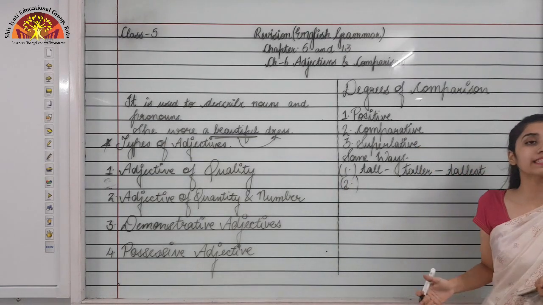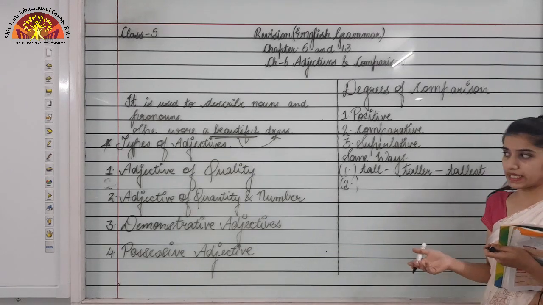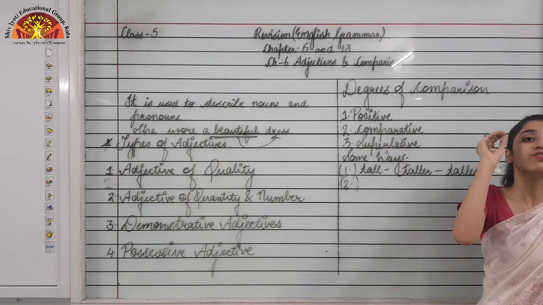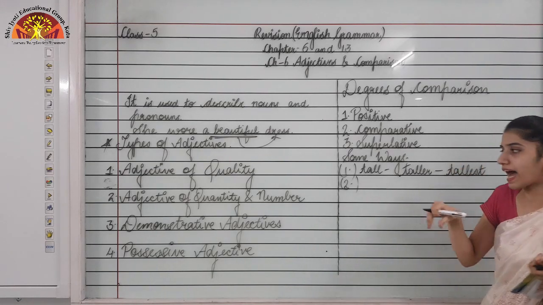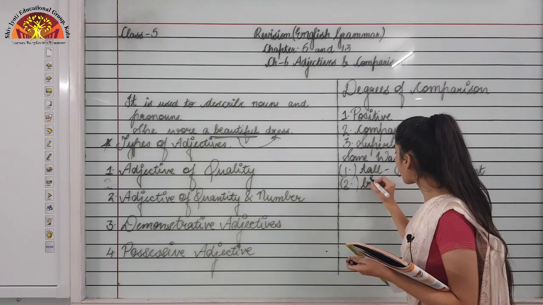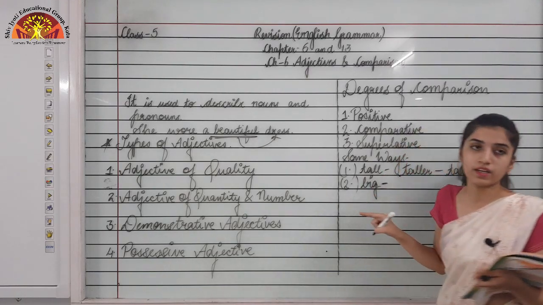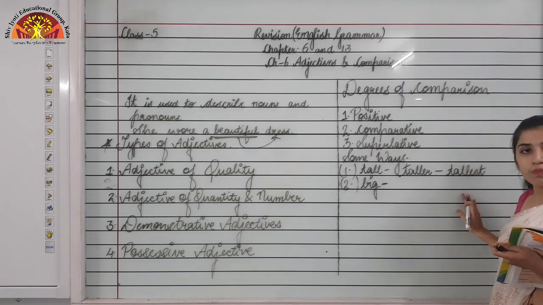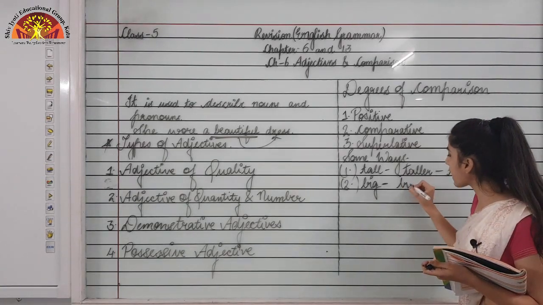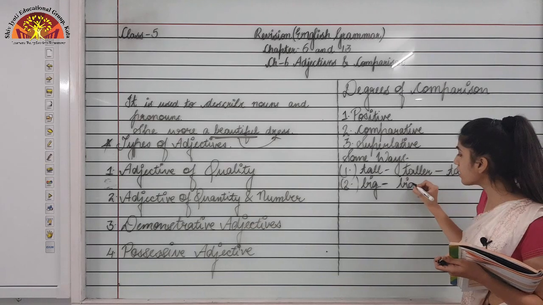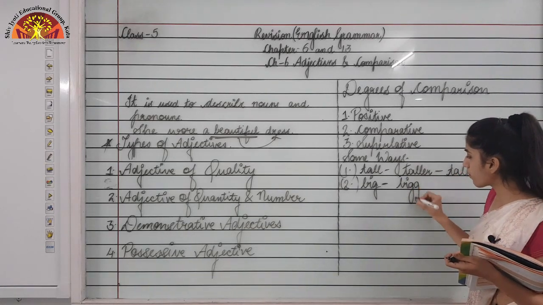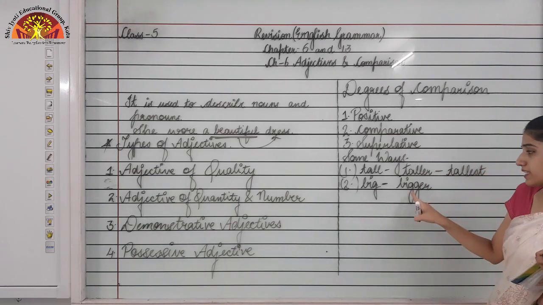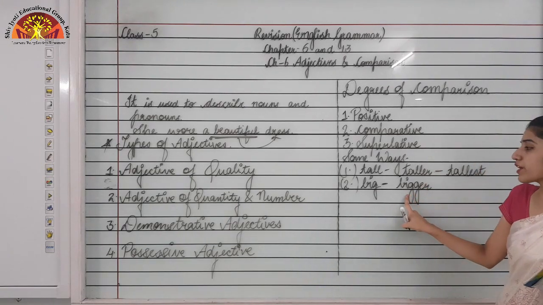Double the last letter and then add er and est. There are some words where we have to double the last letter they have. For example, big. To make the comparative and superlative, you just have to double the last letter. What is the last letter over here? G. I'll add one more G because I have to double the letter, and then I'll add ER. That is the comparative degree of big.